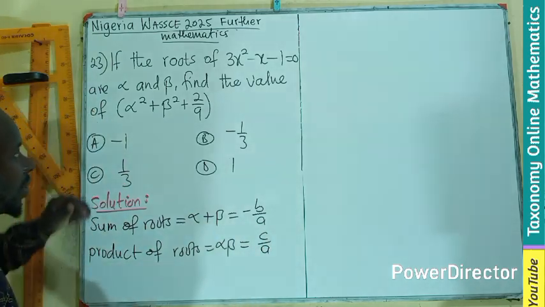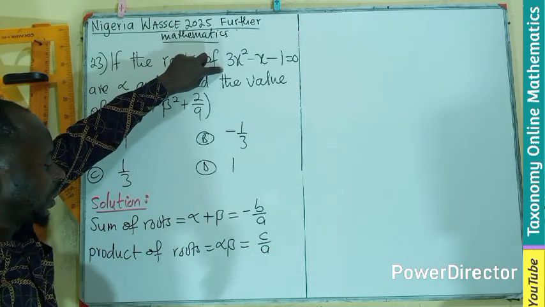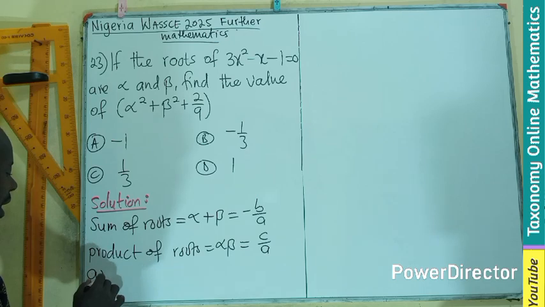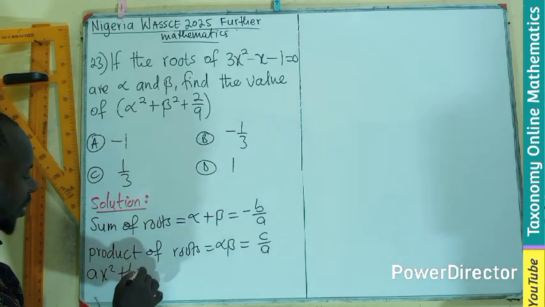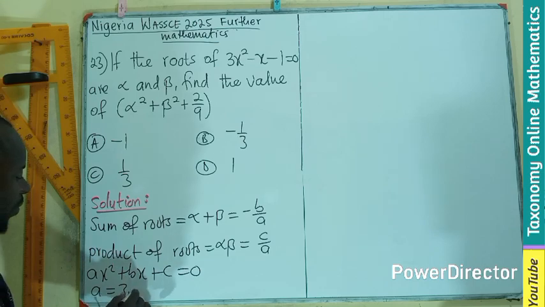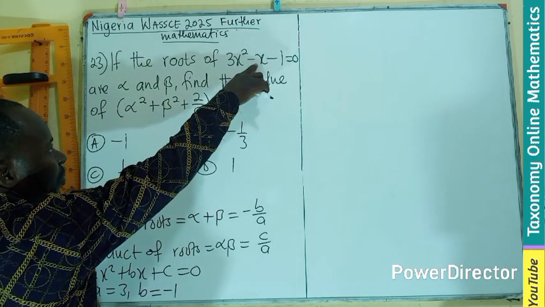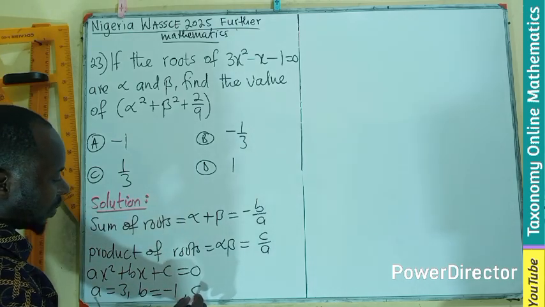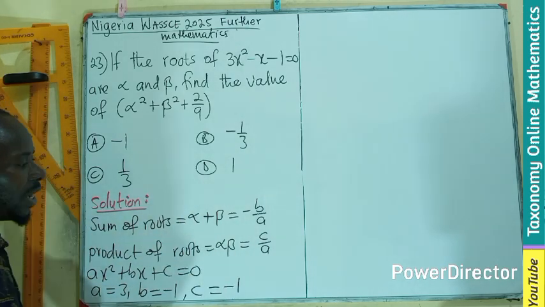In this case, if I'm comparing this equation to ax squared plus bx plus c equals 0, the a is going to be 3, your b is going to be negative 1, as that is what is in front of x, then your c is also going to be negative 1.